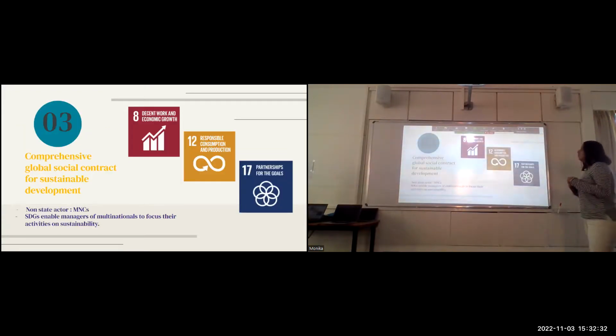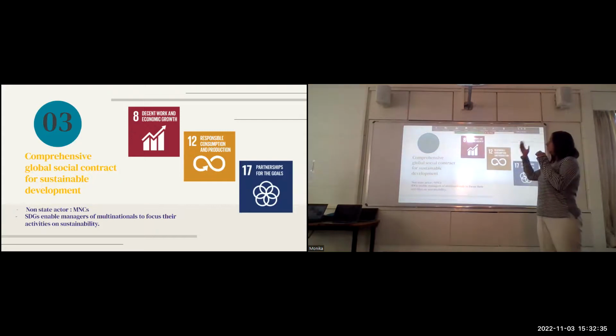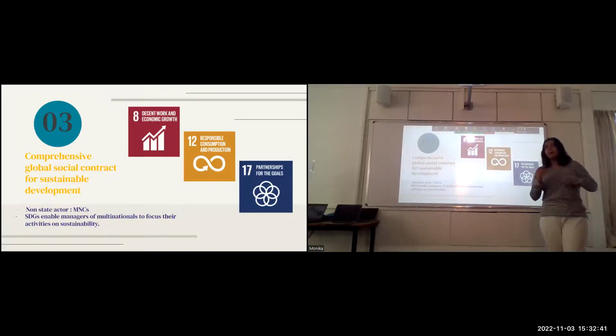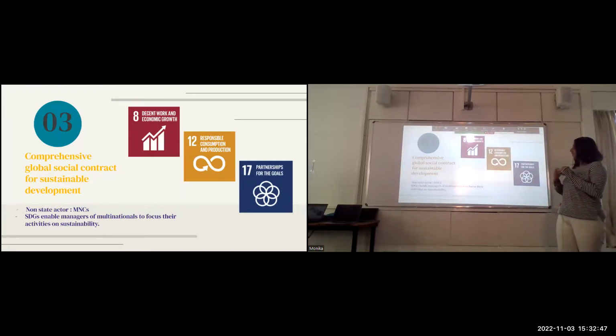So first, SDGs are a comprehensive global social contract for sustainable development, as SDGs help the managers of these multinational companies to align and focus their activities towards sustainability. And out of the 17 SDG goals, there are certain SDG goals that are very focused on helping MNCs and such organizations achieve that. For example, SDG 8, which is decent work and economic growth, SDG 12, which is responsible consumption and production, and SDG 17, which is partnership for goals.